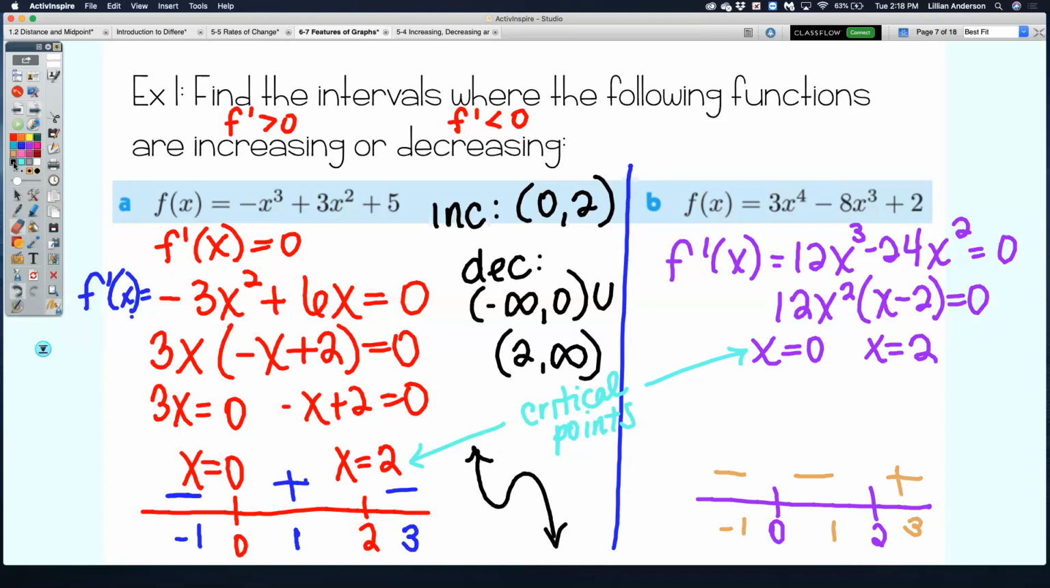Negative, negative, positive. So the graph has something interesting happening here. When it's negative, negative, that means there's not an extrema there. It's not a max or a min. It's a what? Inflection. It's an inflection point.